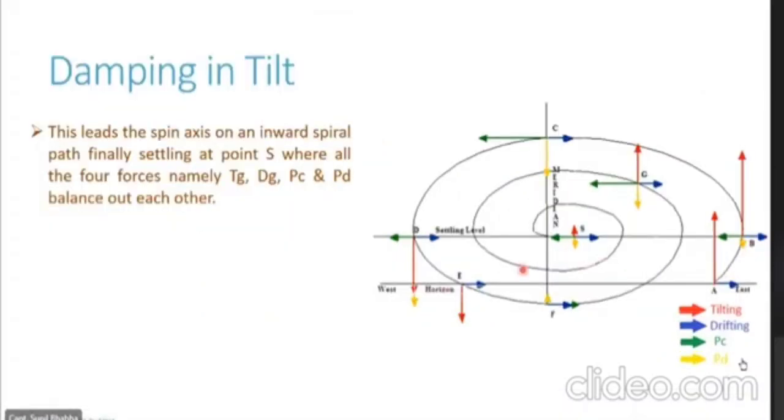This leads the spin axis on an inward spiral, finally making it settle at this point S, where all the four forces, that is tilting, drifting, PC and PD, balance out each other. The point where it settles has to be the point where all these four forces cancel out each other. Because if any of the force is not balanced, then there will be some resultant force acting on the spin axis and it will not settle there, it will move to a new location. So it has to settle at a point where all these four forces balance out.